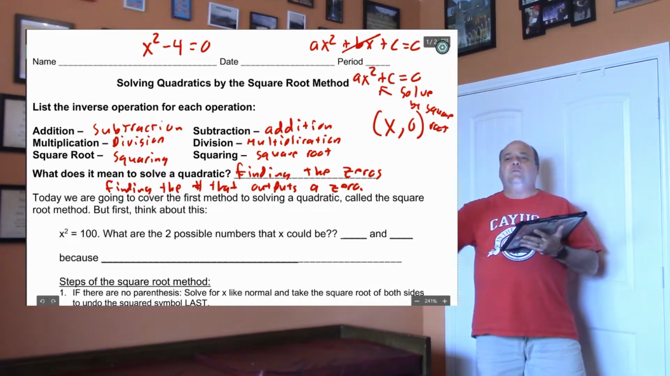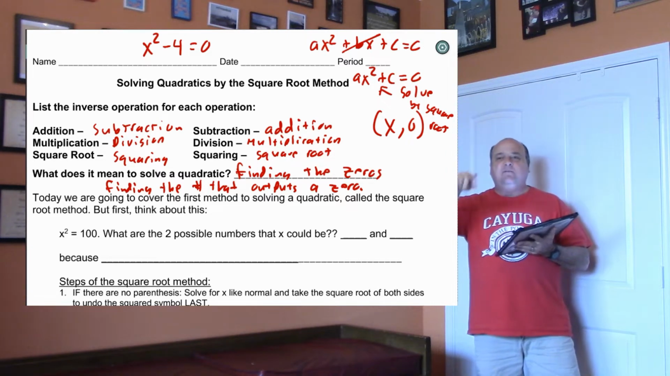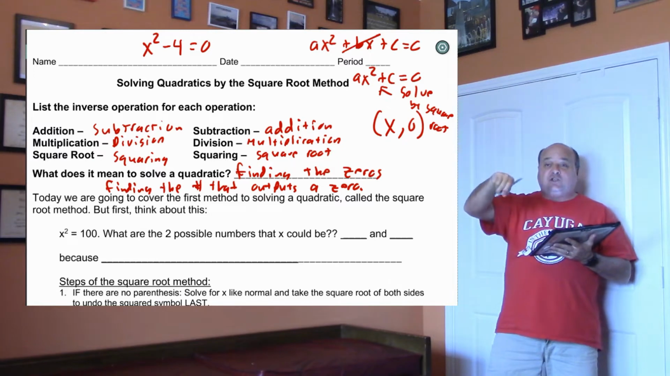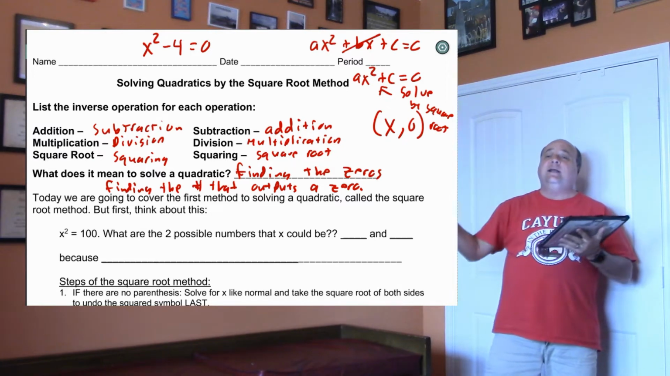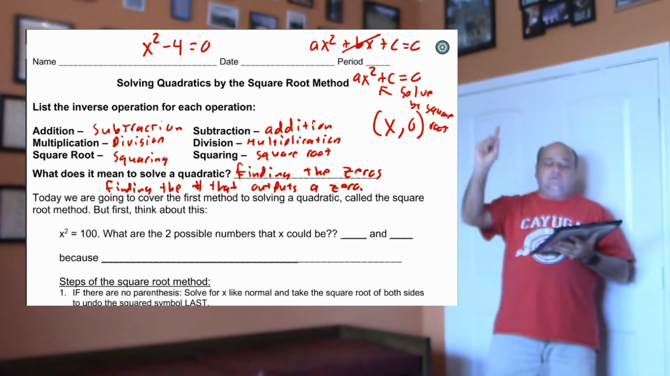On all of these problems today, when we solve by square root, the bx term is going to be eliminated. You'll just have the ax squared term and the c term, and that's it. That's because the parabola is not moved left or right, it's just moved up or down.